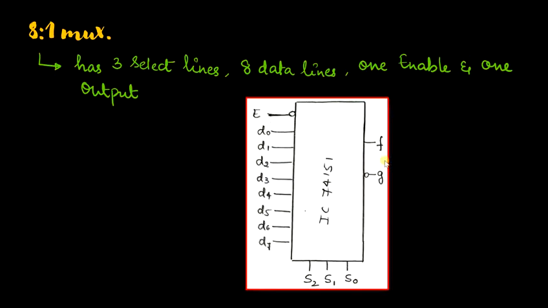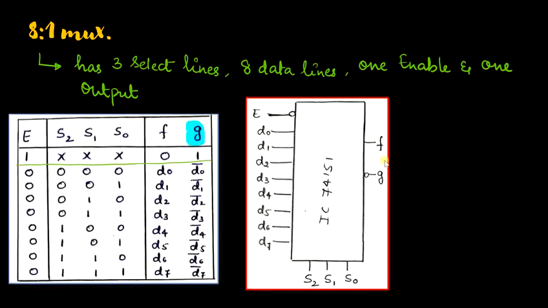So let us look into the truth table of this particular IC. From the truth table you can see that when the enable input is 1, irrespective of the select inputs, the output of the function f will be equal to 0 and g will be equal to 1, because g is a complement of f. When the enable input is 0, depending upon the select inputs, you will obtain the data lines D0 to D7 at the output function f, and at the output function g you will obtain the complement of f.